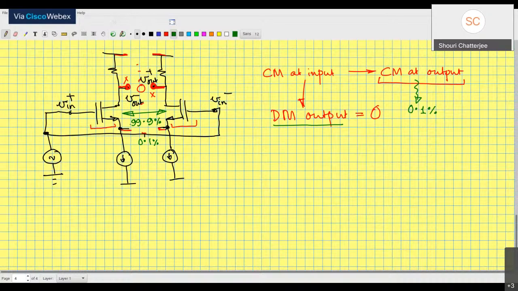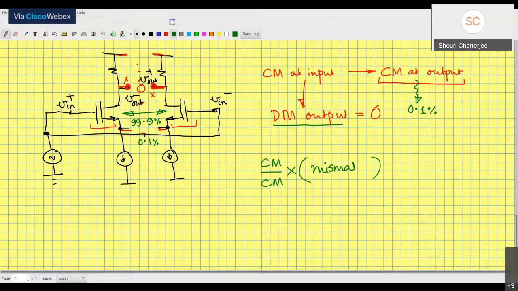If the mismatch is 5%, then the prediction is that this factor is going to be 5%, and so on. The way you find it is you find out the common mode to common mode gain and then multiply it with the mismatch.